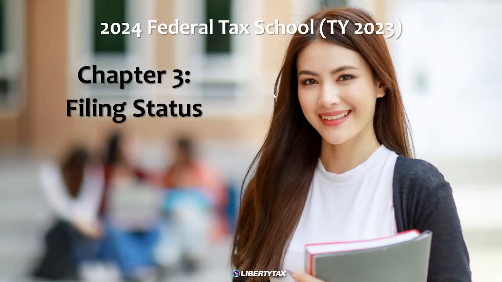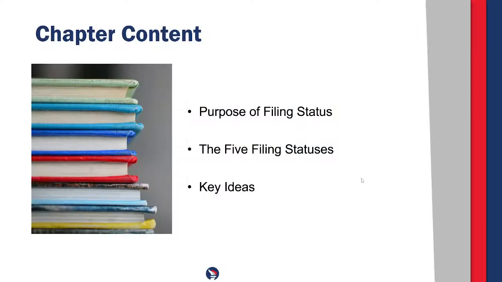But today, we're going to cover chapters 3 and 4. So let's go ahead. First and foremost, we have chapter 3 here. We're going to talk about the different filing statuses. Alright, so the purpose of filing statuses, the 5 filing statuses that we have, and we'll go into detail on these.